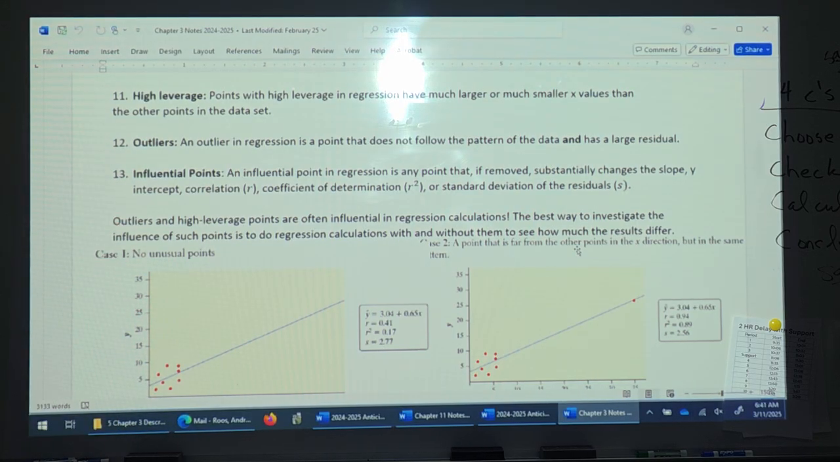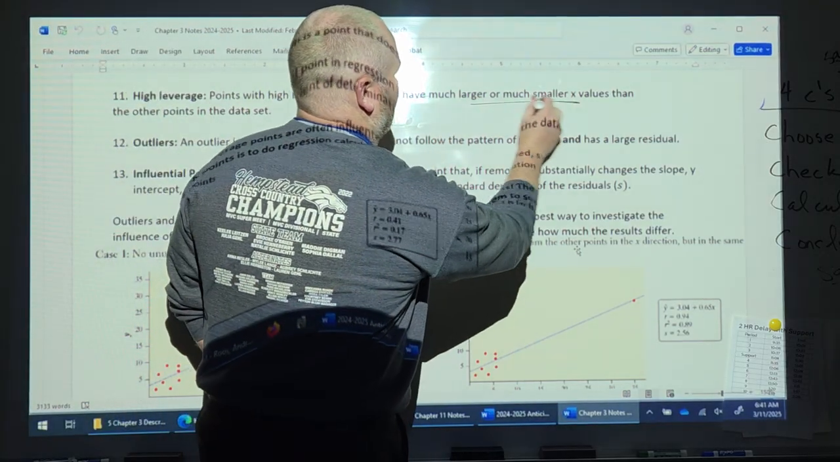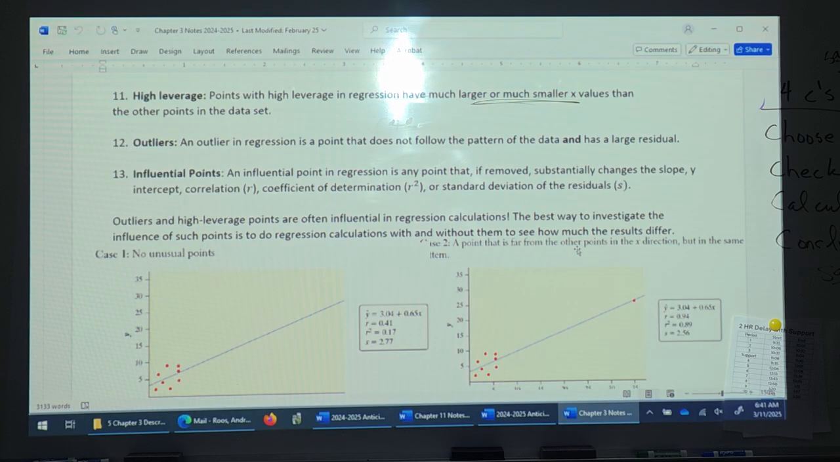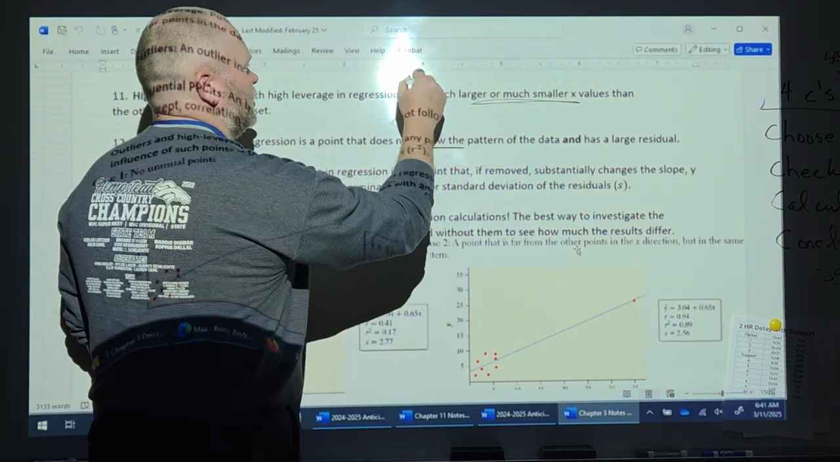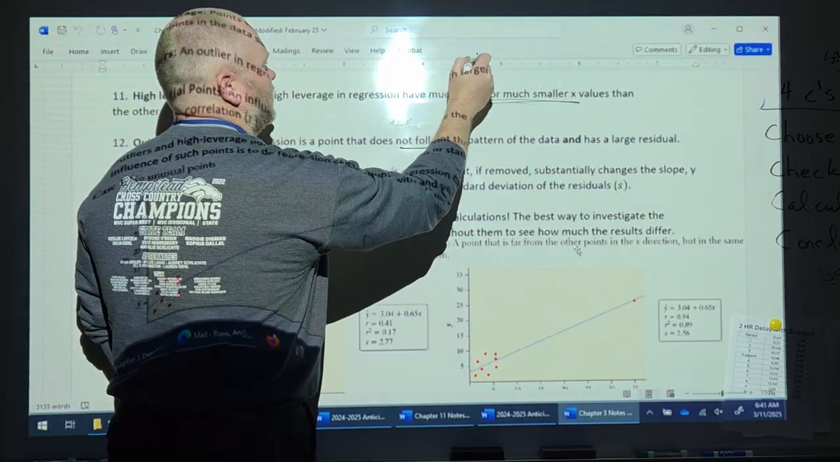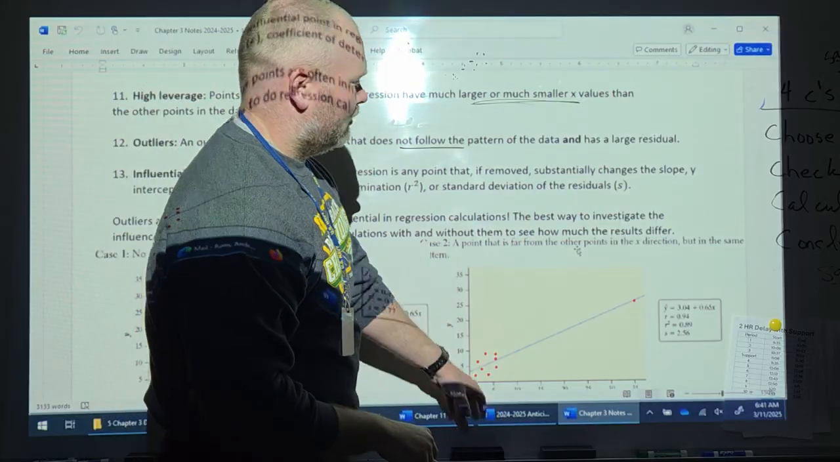These might just come up in a multiple choice question where you have to determine what specific type of point it might be. So high leverage points are points with high leverage in a regression that have much larger or much smaller x values. So they specifically have drastically different x values than the rest of the data set. An outlier in a regression is a point that does not follow the pattern of the rest of the data and has a large residual. So you might have a certain pattern of data, and then a point that's not following that data trend would be considered an outlier.